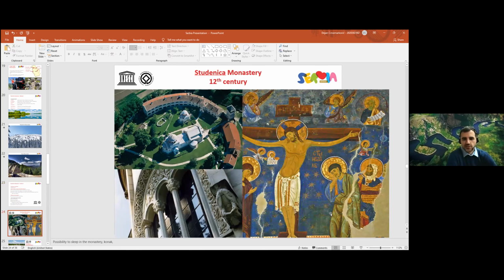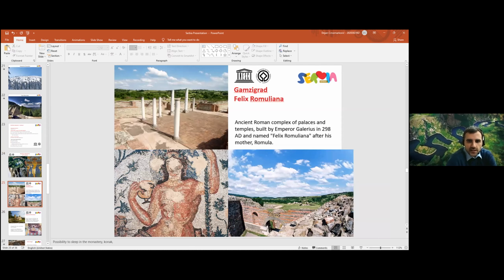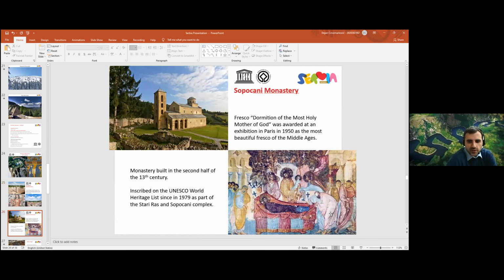So here are just some of the pictures of the UNESCO heritage, Studenica Monastery, as you can see. Felix Romuliana is another one, an ancient Roman heritage in the eastern part of Serbia, very famous for its mosaics, actually the best preserved mosaics from that period of the Roman Empire. Sopoćani Monastery, famous for its fresco Dormition of the Most Holy Mother of God, actually at one exhibition proclaimed to be the most beautiful fresco in the Middle Ages. And this is actually the first monastery that was inscribed in the UNESCO list in 1979.